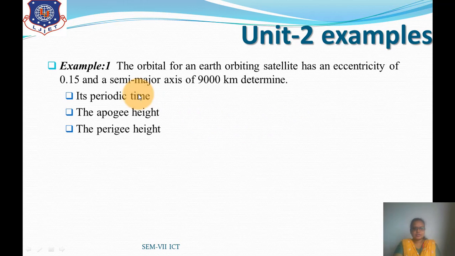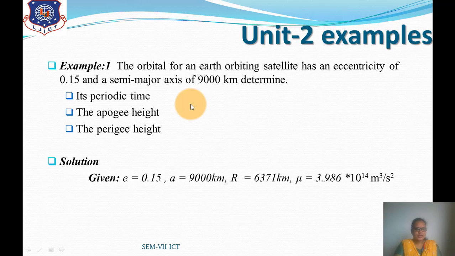Here the question is given as: the orbit of an Earth orbiting satellite has an eccentricity of 0.15 and a semi-major axis of 9000 km. Determine first its periodic time, second the apogee height, and third the perigee height. Now we will see its step-by-step solution.